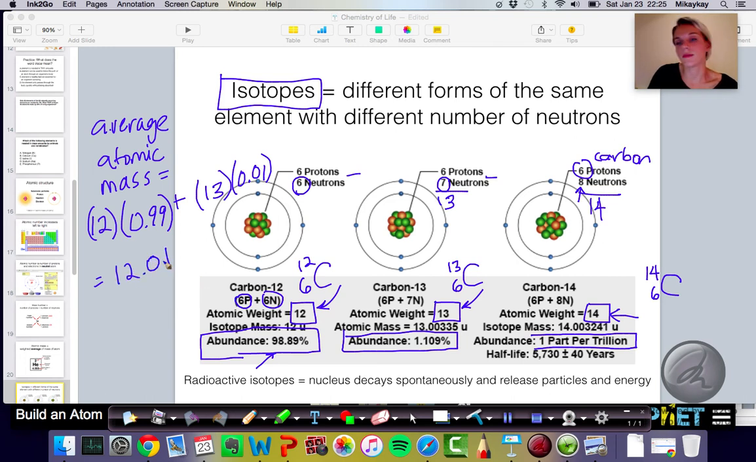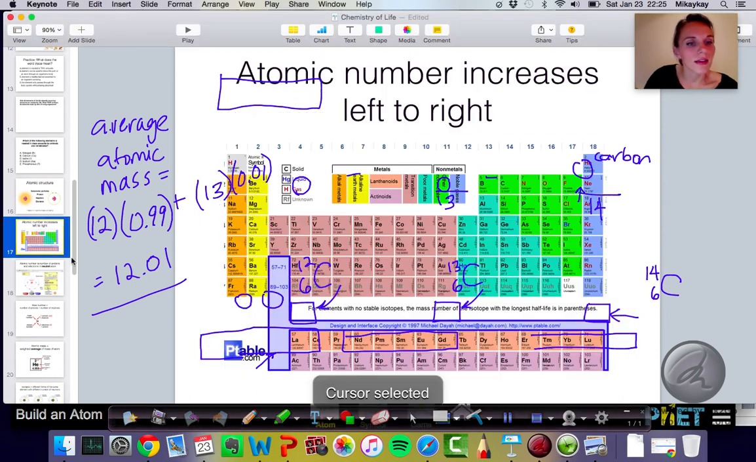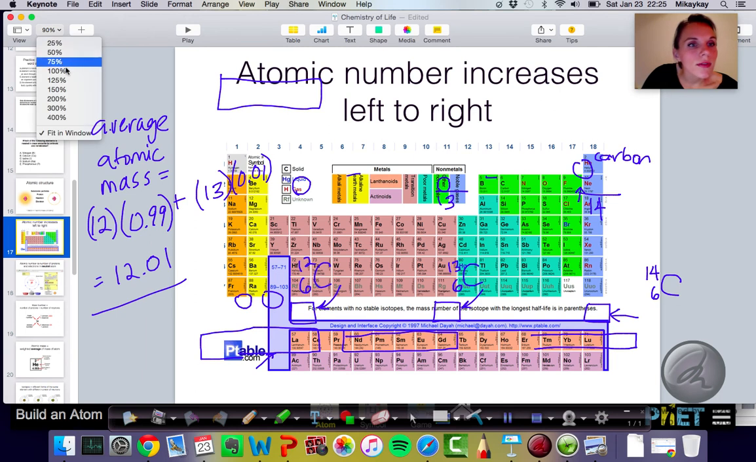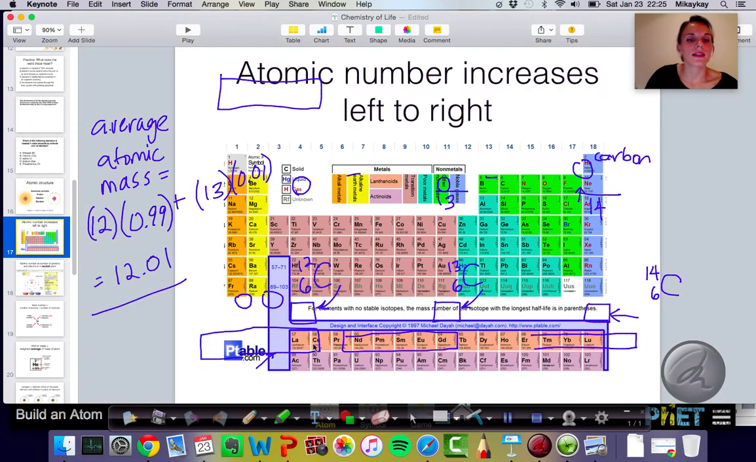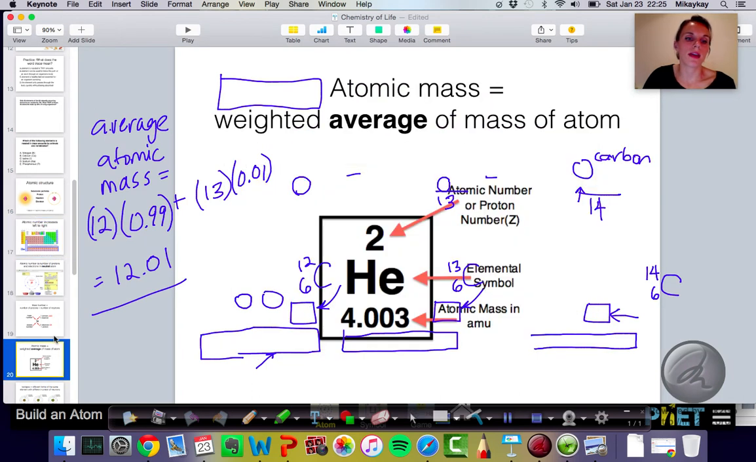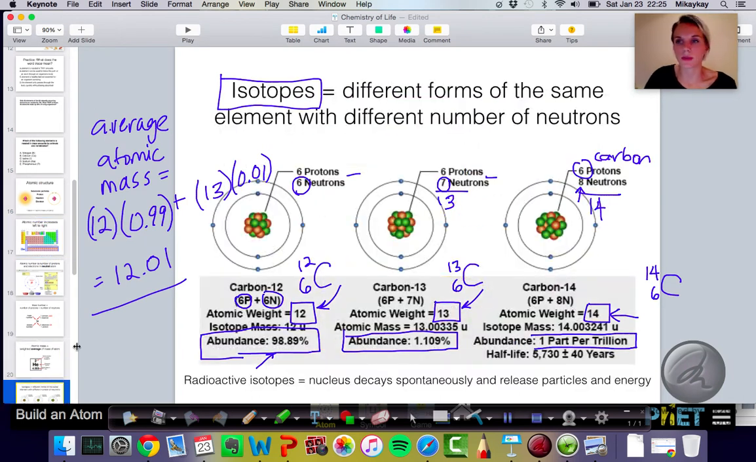Makes sense. So that's where you get this average atomic mass number, and if you look in a periodic table, maybe we can see if we got the right number. Zoom in. I see 12.0107. So if I rounded, then I would get the same number. So that is how you figure out the average atomic mass, and that's why those numbers are decimals, because of the isotopes and how often they occur.